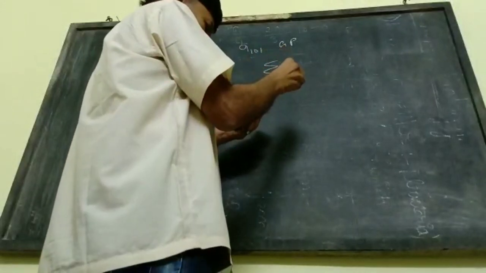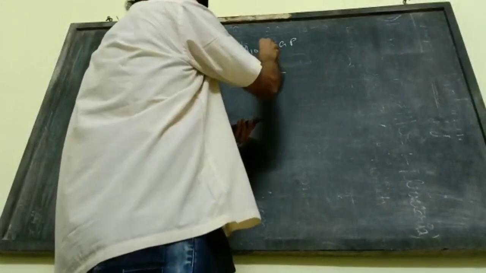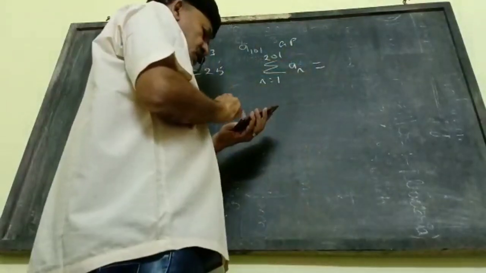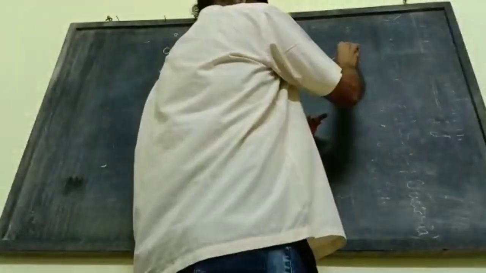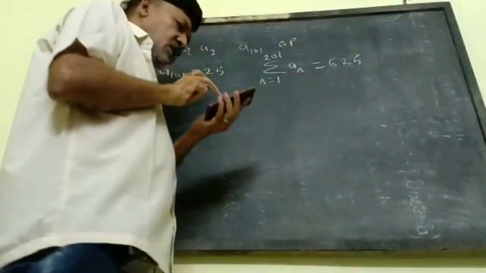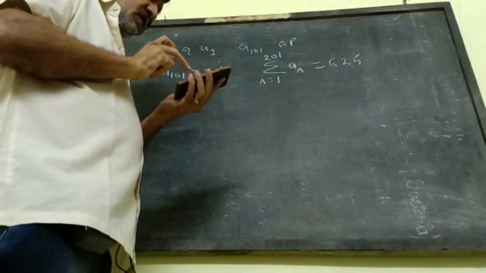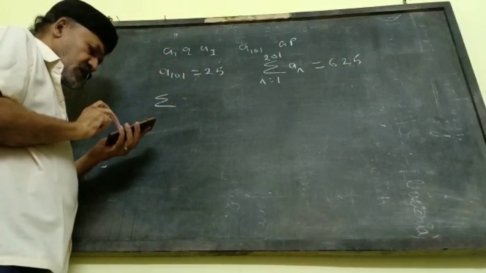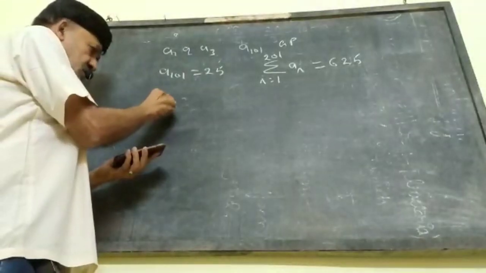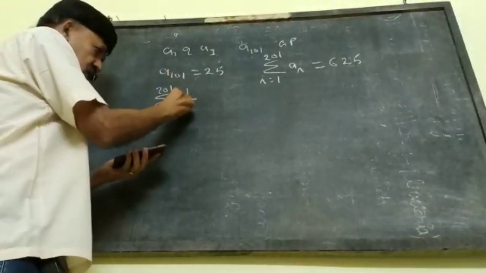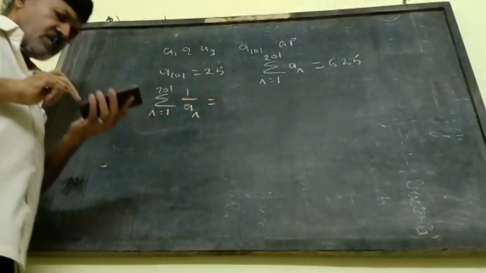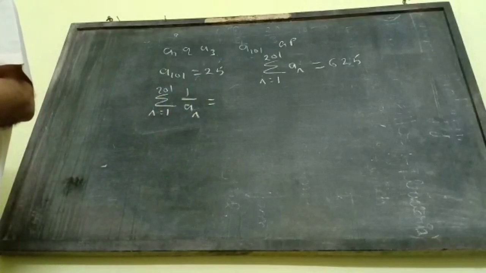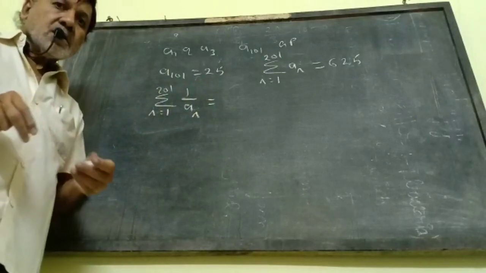Sigma i is equal to 1 to 201 of Ai is equal to 625. Find sigma i is equal to 1 to 201 of 1 by Ai. You have to calculate this.